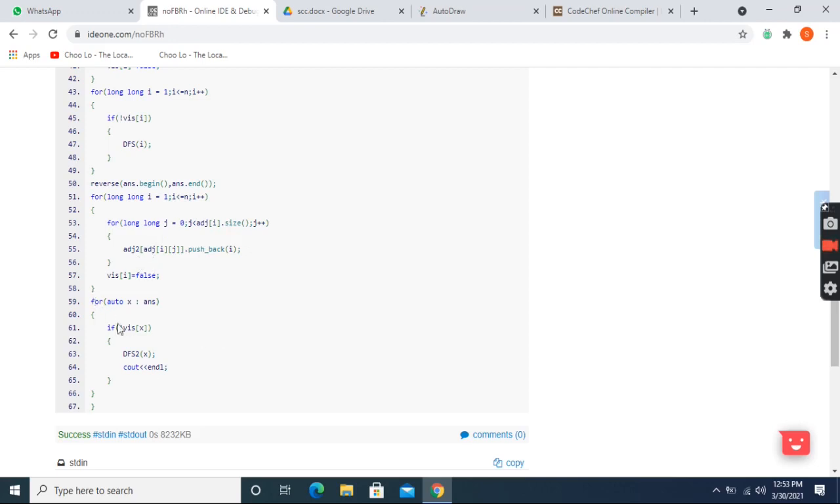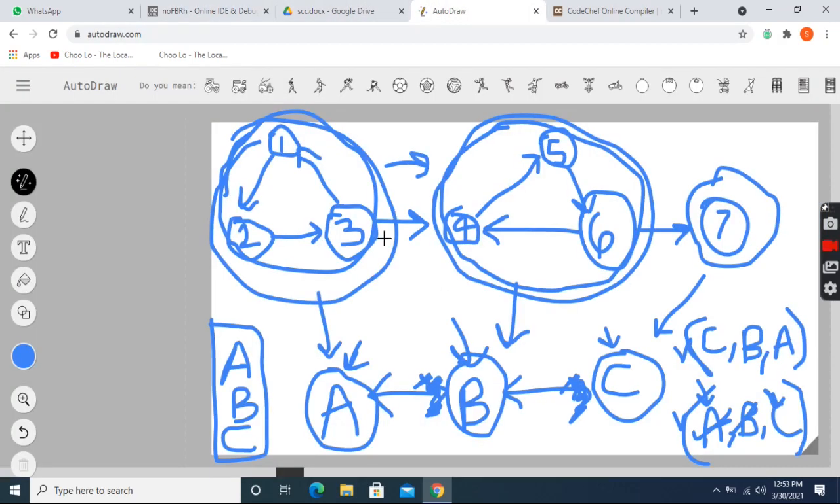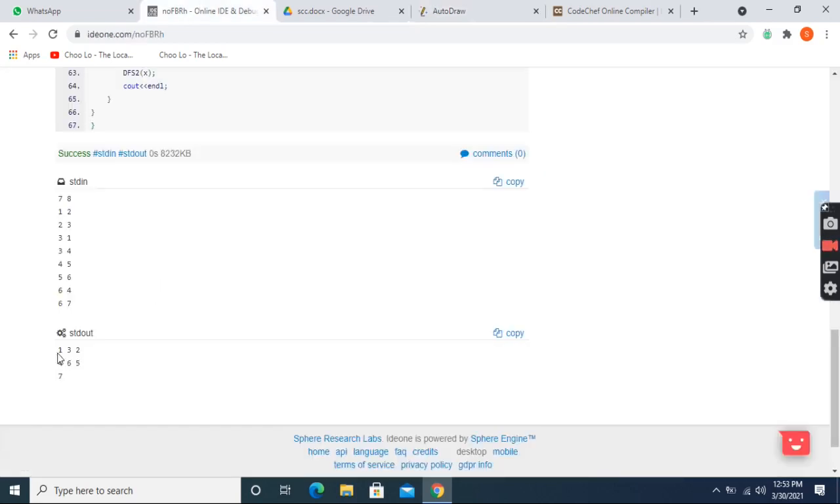And now for the second time I run DFS for each unvisited vertex. You can see in the input I provide the same graph which I just explained to you, this one, and in the output I'm getting these three strongly connected components as I just explained.